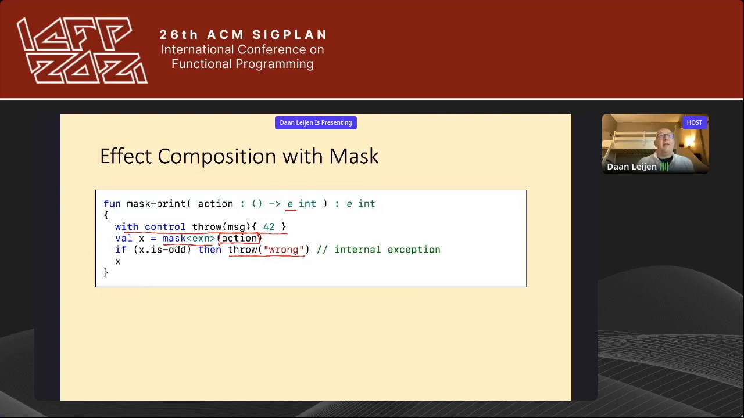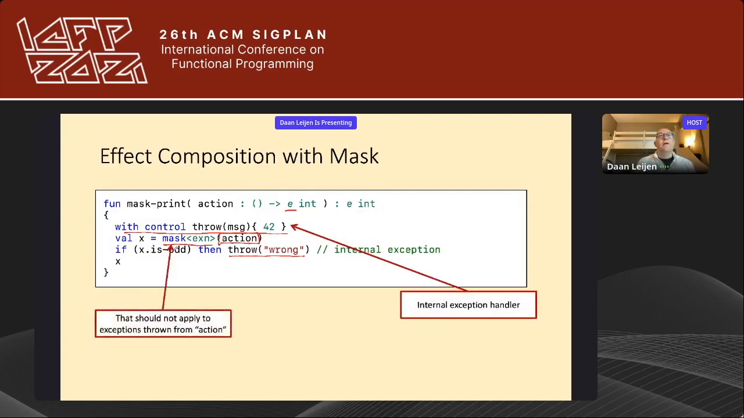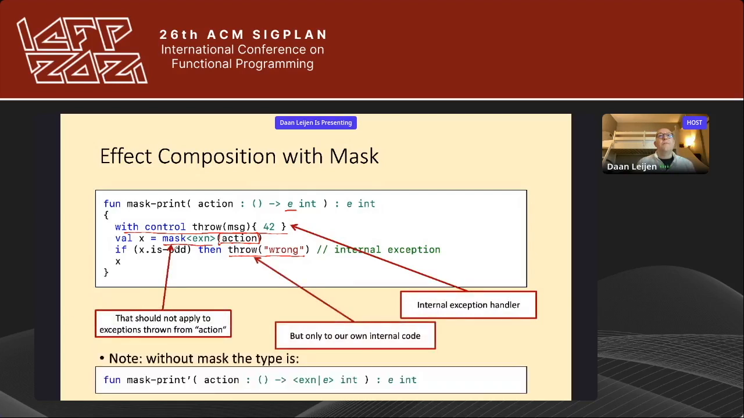I think the interesting thing is that if I would leave out mask here, then the type would also change, right? Then it would suddenly be clear that the action would have an exception in there, because it would be clear that the action I'm passing in could actually raise exceptions, which would then be handled by this internal handler, right? But because we have the mask here, it'll just be E. I hope this makes sense.